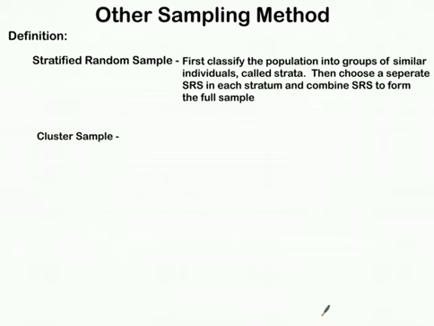Basically, what you're doing is you're taking your population and breaking it down. Say we were talking about students at East Rutherford, we might break it down into males and females. And so our two strata would be males and females. Then we choose a separate simple random sample within each stratum, like a simple random sample of the males and a simple random sample of the females, and we combine those to form the full sample.